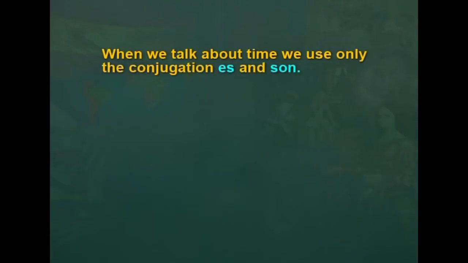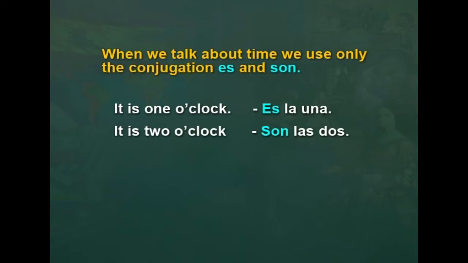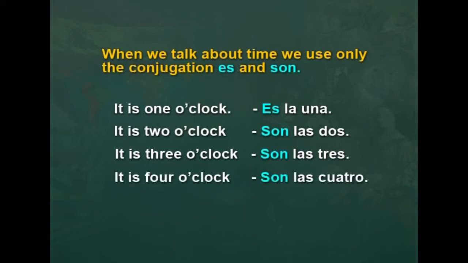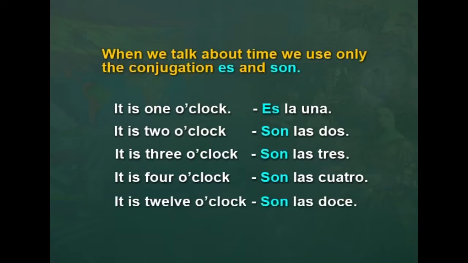So, now we say it is 2 o'clock. Can you tell me using the plural form of verb ser? Sí, muy bien. We will say son las dos. When we talk about time, we use only the conjugations es and son. It is 1 o'clock, es la una. It is 2 o'clock, son las dos. It is 3 o'clock, son las tres. It is 4 o'clock, son las cuatro. Or it is 12 o'clock, son las doce.